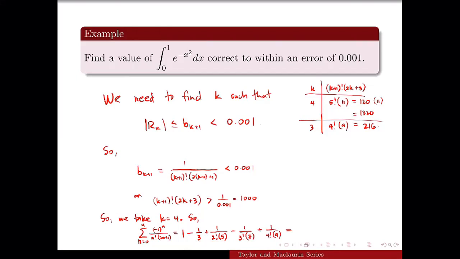So this expression is roughly 0.747486772, etc. Okay? This is what I got.